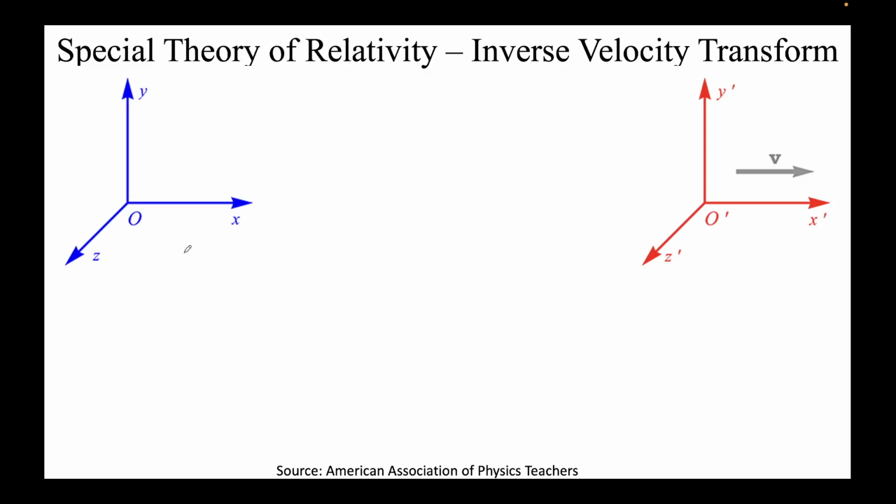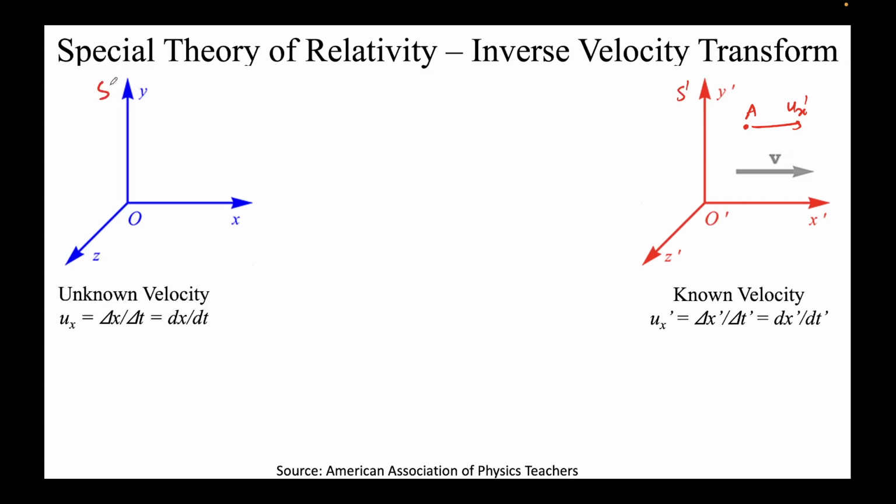Inverse velocity transform. So this time, this is the known velocity, right? This means there is some object A which is moving at ux prime. We know this velocity, numerical value we know, and this frame is S prime. Again, this frame S prime is moving at some constant velocity v with respect to this frame S, and we want to determine this object's velocity in this frame. Ux is unknown, ux prime is known.